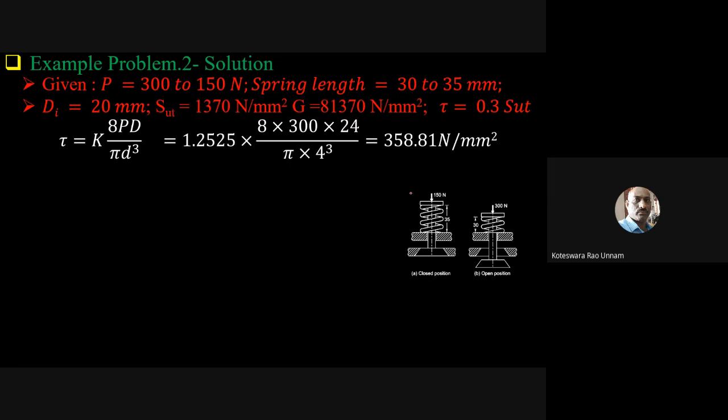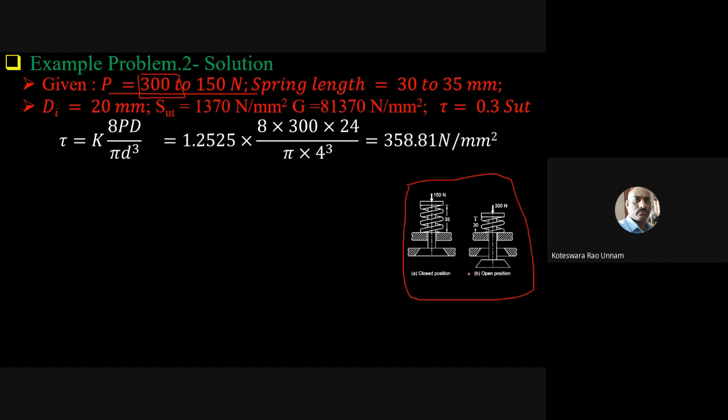That's why, even though the load is fluctuating, we design the spring for only the static load by taking the maximum load. Now, if you want to consider the fluctuating nature of the load, you need to determine the factor of safety when the load is fluctuating from the maximum load to the minimum load.